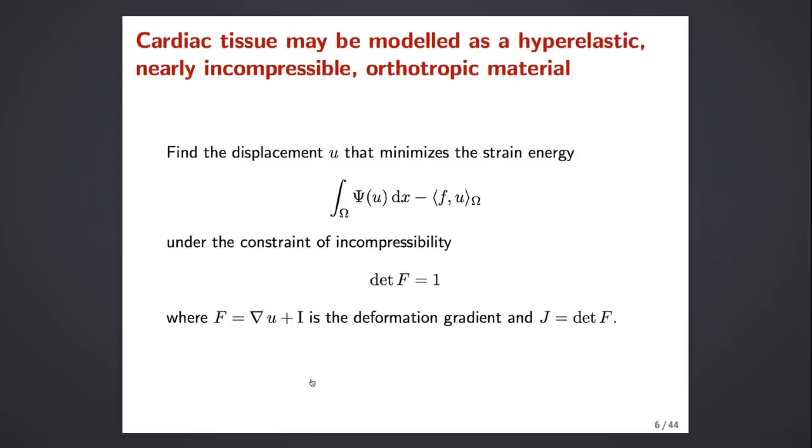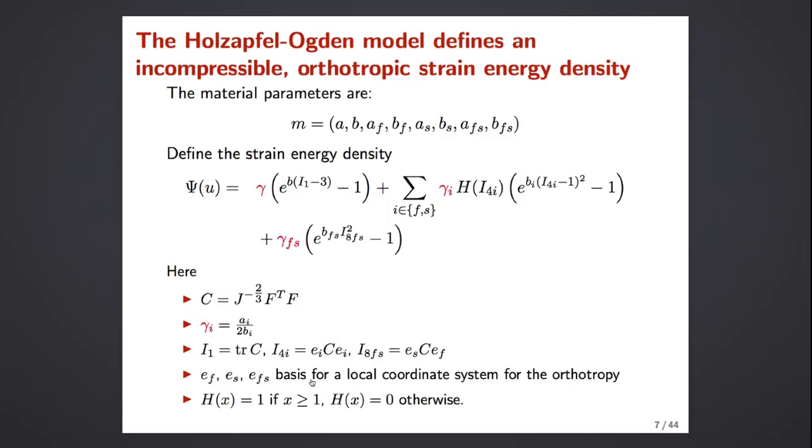So this is the psi, the strain energy density, that is a function of the displacement u. And we're interested in using the so-called Holzapfel-Ogden model of the strain energy density. It's a function of eight material parameters. The material parameters are all denoted by m, and they're essentially stiffnesses in various directions. Okay. It's an orthotropic strain energy density.